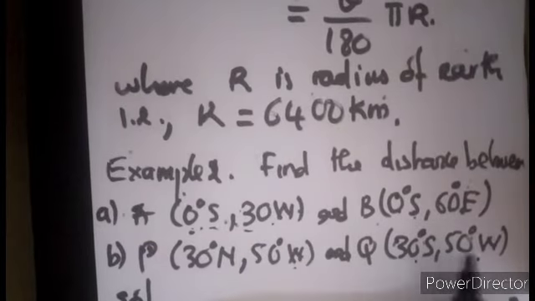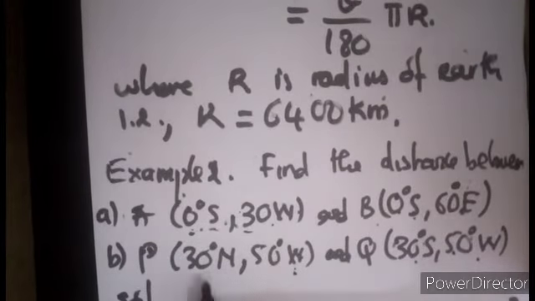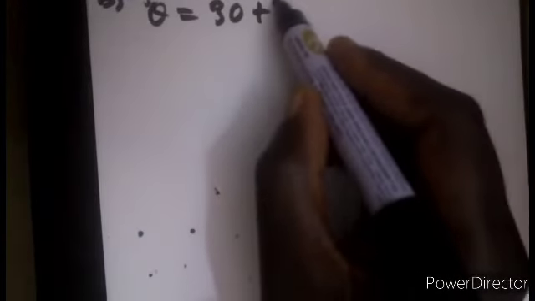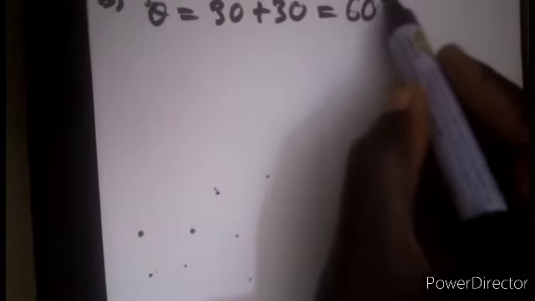We have the 2 points, P, 30 degrees north, 50 degrees west, and Q, 30 degrees south, 50 degrees west. We see that they are on the same longitude but different latitude. So as a result, we are going to sum the angles of those latitudes. So theta will be 30 degrees plus 30 degrees, which is 60 degrees.